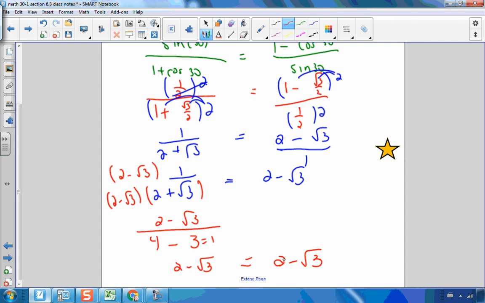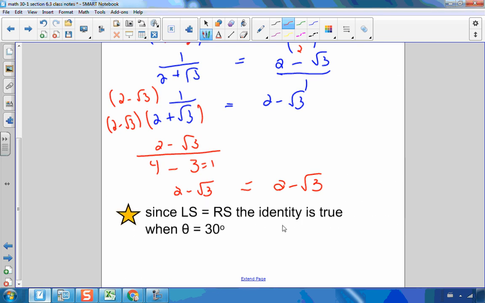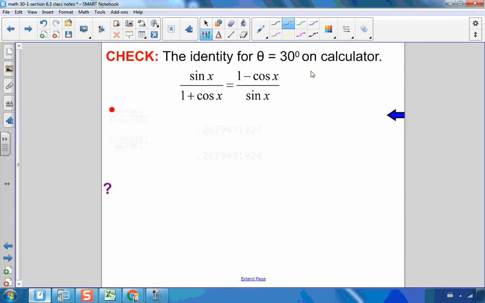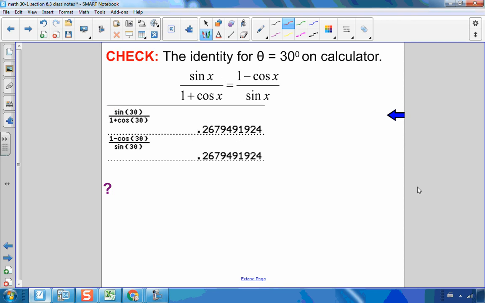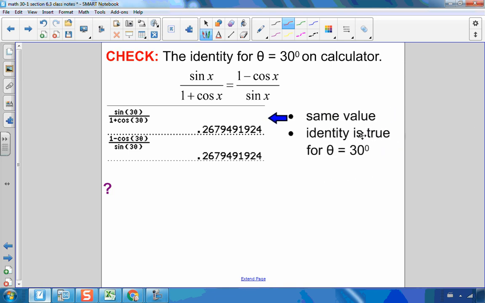Okay, so now that the left side is equal to the right side, I have verified it to be true. So since left side equals right side, the identity is true when theta equals 30. Okay, well, let's just show you this on the calculator. On the calculator to check, I'm just going to do exactly what I did, punch it into my calculator. Okay, and I get the same value. So since I get the same value, the identity is true for 30 degrees.